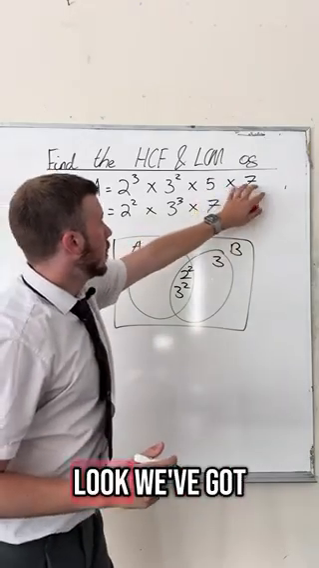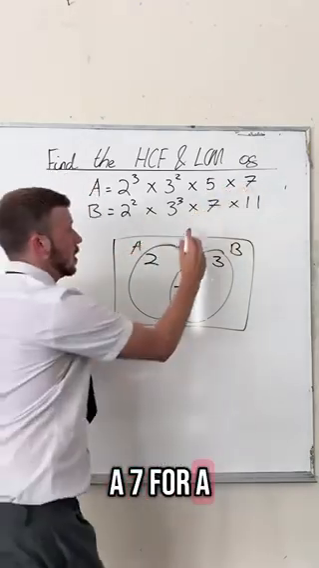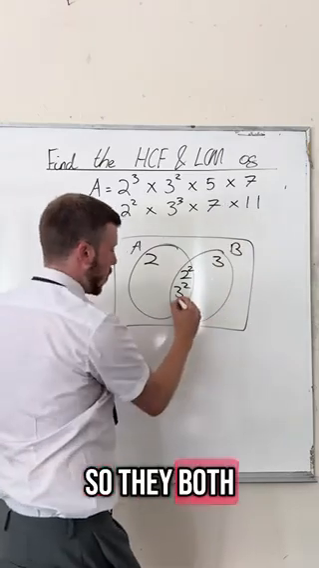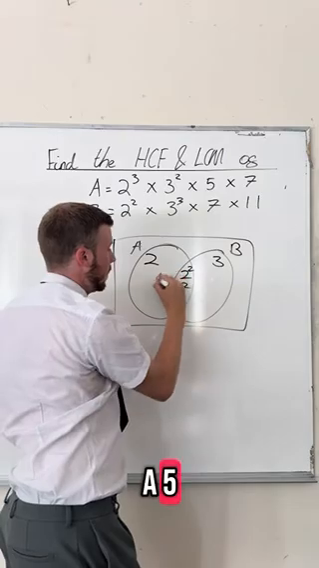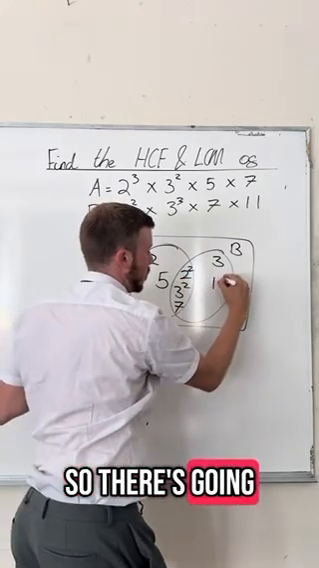And then we look, we've got a 5 and a 7 for A, and we've got a 7 and an 11 for B. So they both contain a 7, so that's going to have to go in the middle. For A, there's going to be a 5, and for B, there's going to be an 11.